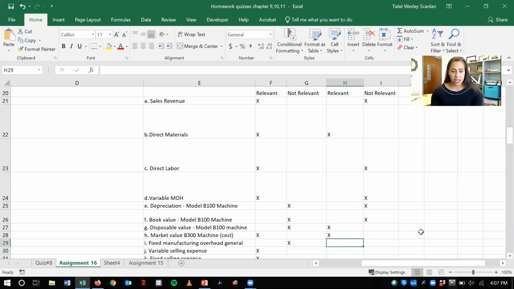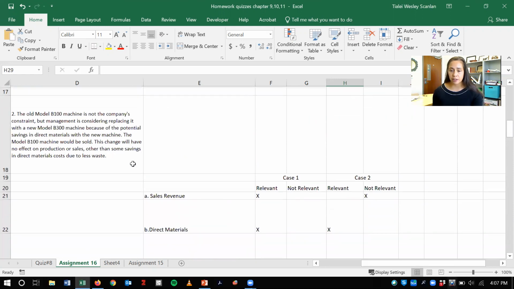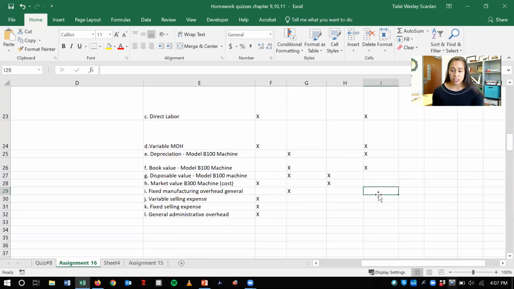Fixed manufacturing overhead, I don't think they said anything specific about fixed manufacturing overhead. Everything should stay the same. So these aren't going to be relevant if they're staying exactly the same.